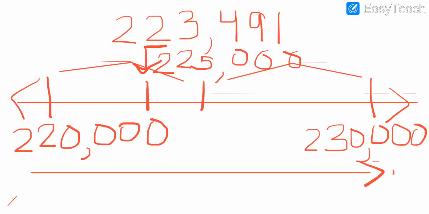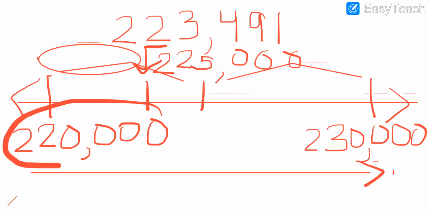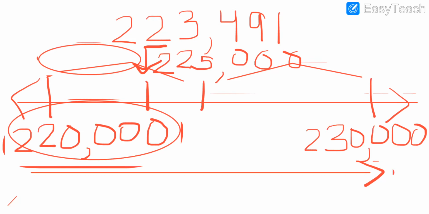And because 223,491 falls closer to 220,000, this number rounded to the nearest 10,000 is 220,000, not 230,000. So that is how we use a number line to round.